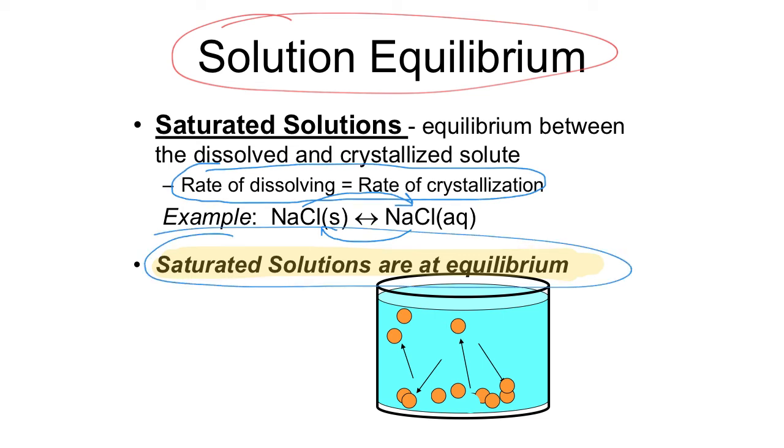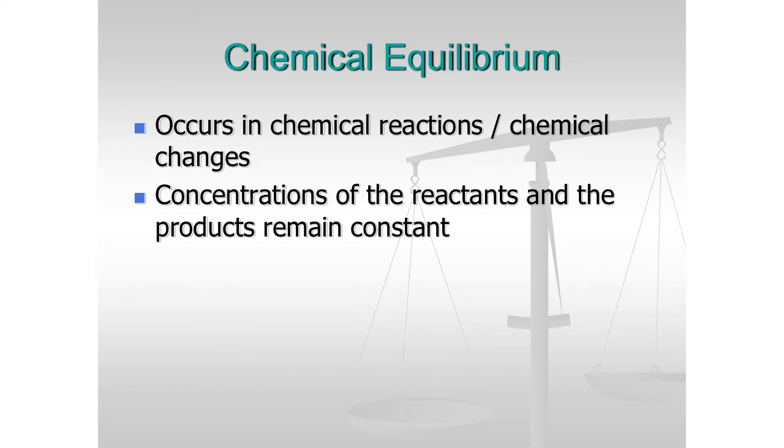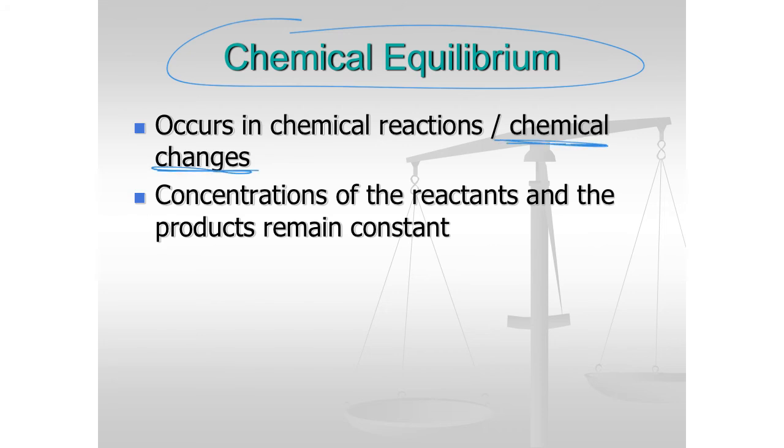If we have an unsaturated solution, we would just be doing the forward reaction, which would be dissolving. And if we have a supersaturated solution, then we would be doing the reverse reaction. Our third type of equilibrium that will cover the vast majority of the examples that we will look at is chemical equilibrium. So here we have chemical changes or chemical reactions occurring. And again, the concentration of all of your reactants and products remains constant if we're at equilibrium.